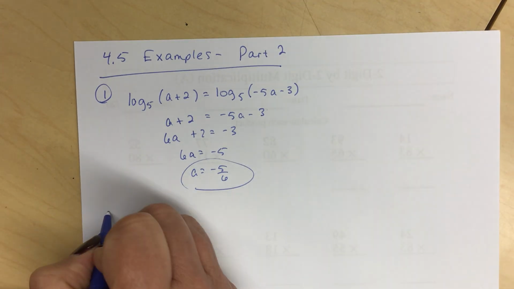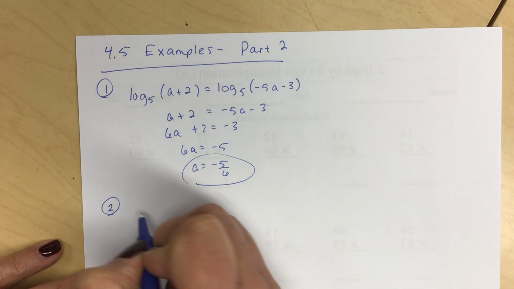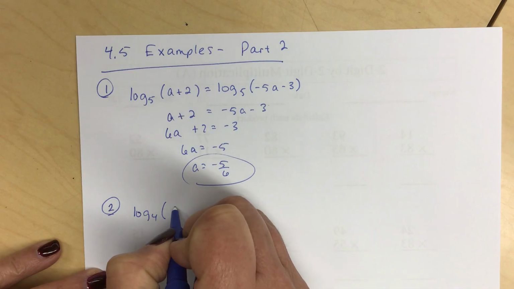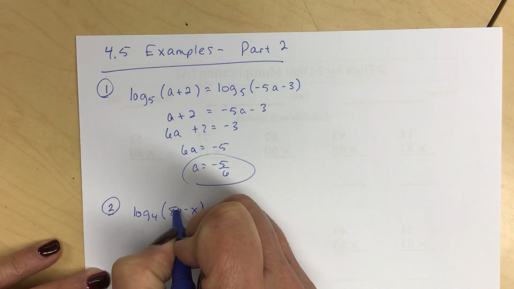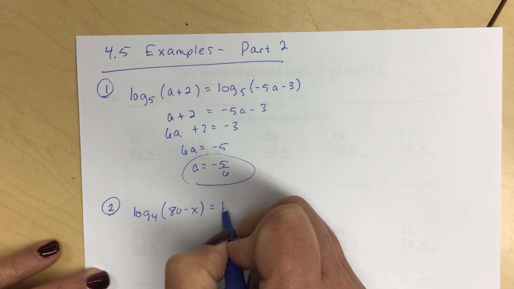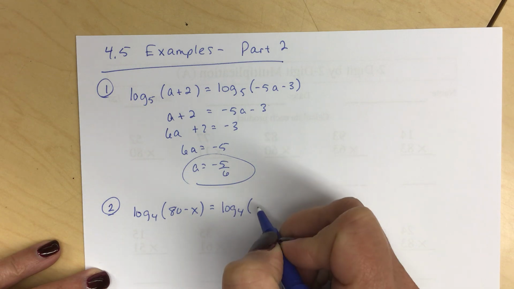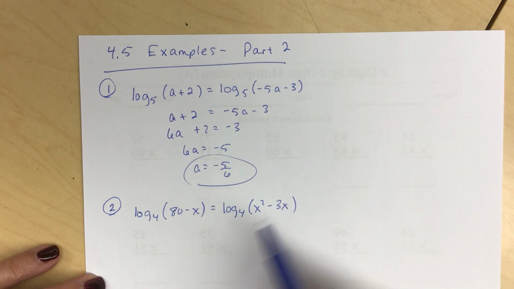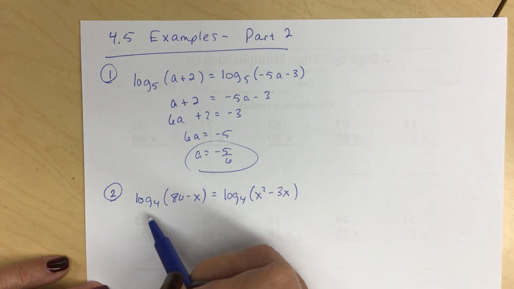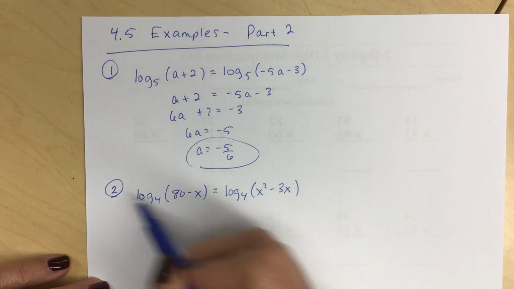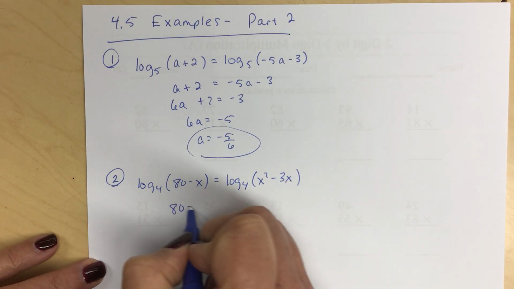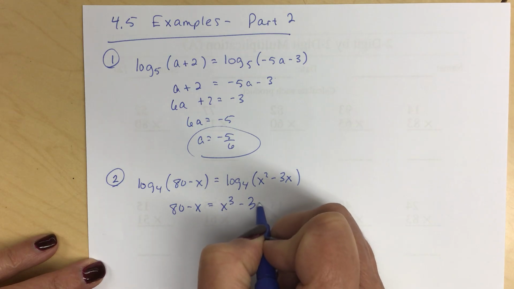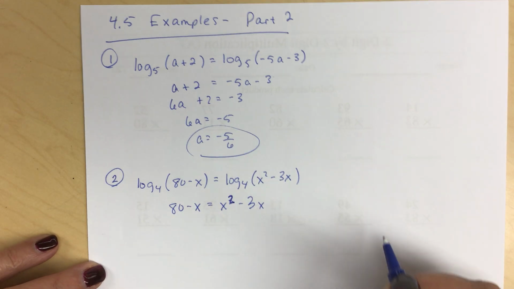So number 2 is log base 4 of 80 minus x is equal to log base 4 of x squared minus 3x. This is similar to the first one in that you have a log on the left and a log on the right, so you can ignore them. So that gives you 80 minus x equals x squared minus 3x.